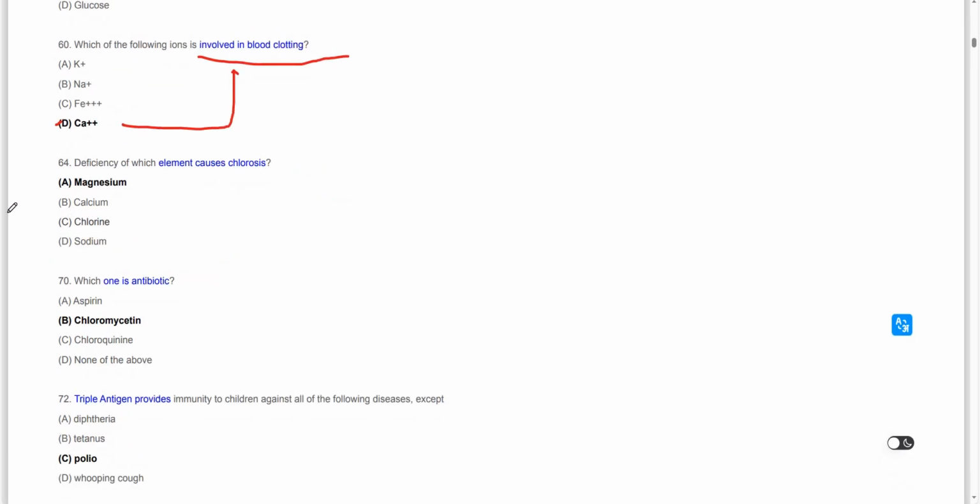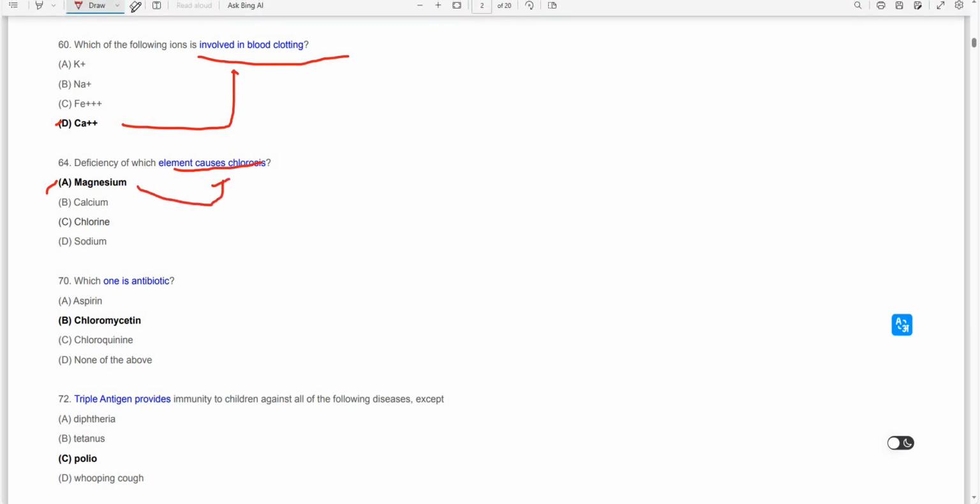Then comes the question: the deficiency of which element causes chlorosis? Chlorosis, magnesium. The deficiency of magnesium causes chlorosis.